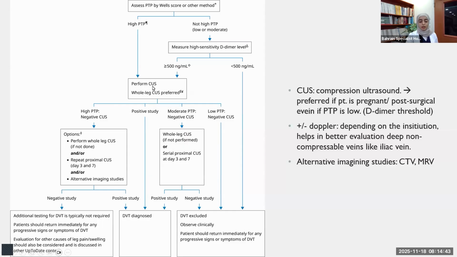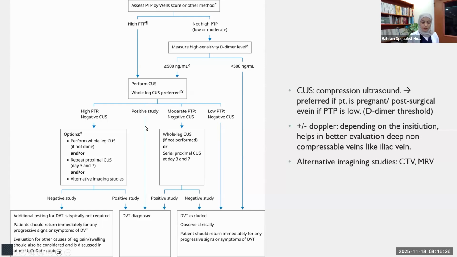When you perform the compression ultrasound, if there is a high probability and a negative compression ultrasound, what are the options? If the whole leg compression ultrasound is not performed, it has to be done. Or the other option is to repeat the ultrasound at day 3 and day 7 of the symptoms, or perform the alternative imaging studies. The alternative imaging studies are either the CT venogram or the MRI venogram.